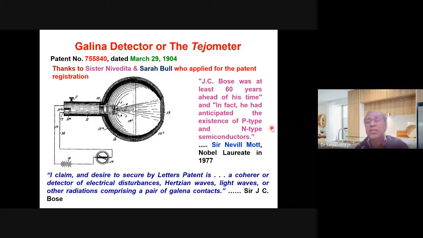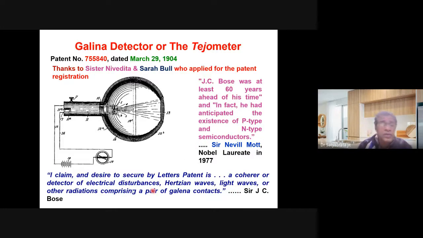Bose was at least 60 years ahead of his time, and in fact, he had anticipated the existence of p-type and n-type semiconductors. Now, note that at that time, in 1800, 1900, there was no concept of semiconductor. But at that time also he used these things. So this is considered to be the first point contact diode, the first semiconductor device in the semiconductor diode literature.